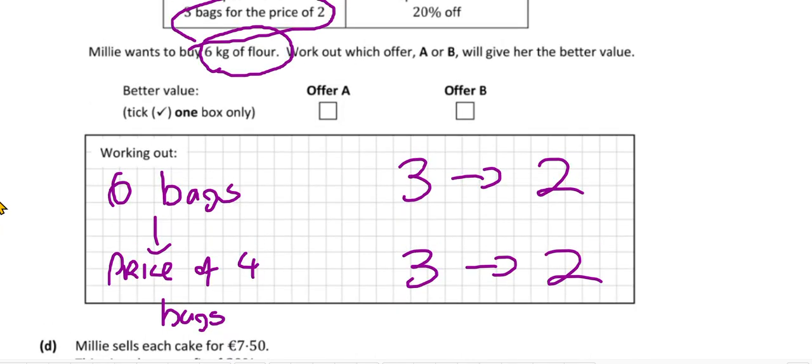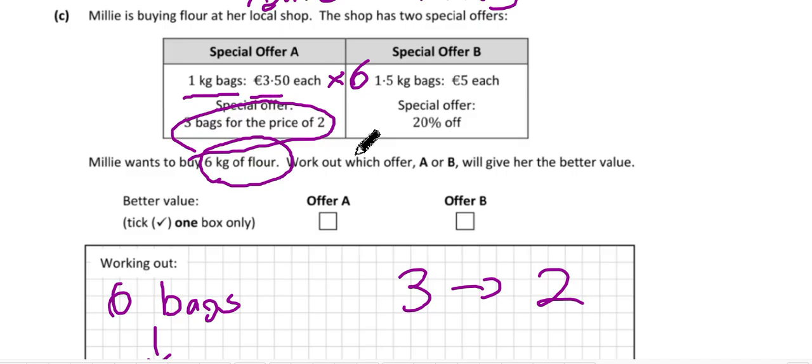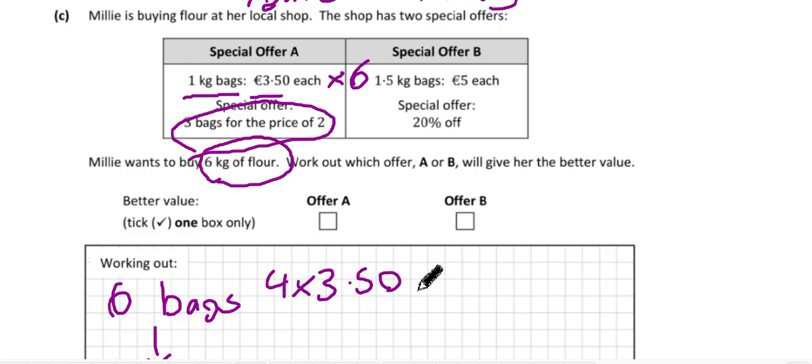So how much is each bag worth again? 3.50. So I'll multiply 4 by 3.50, and I'll see how much it gives me. 4 multiplied by €3.50. Is everybody happy with €14? Okay. Now on the next one.